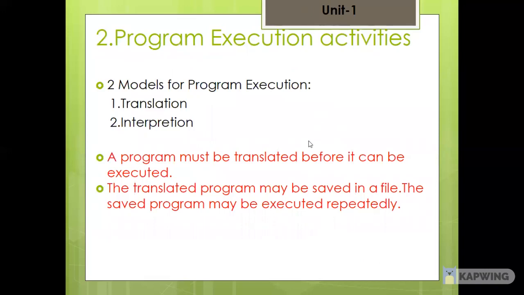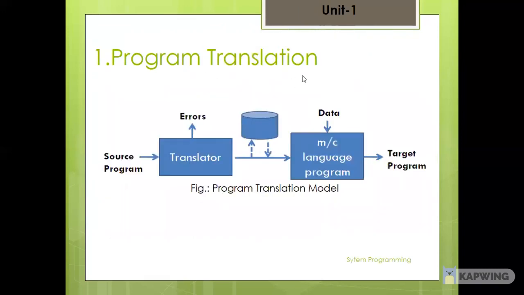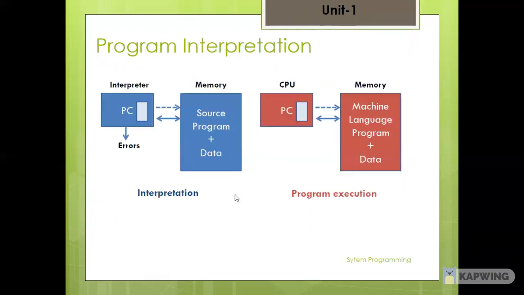Program execution. The model for program execution uses translators: translation and interpretation. The program must be translated before it can be executed. The translated program may be saved in a file. The saved program may be executed rapidly. Program translation: here is your source program, then the translator, which reports any errors. Then the program is translated to a machine language program, gets the input data, and the target program is generated.